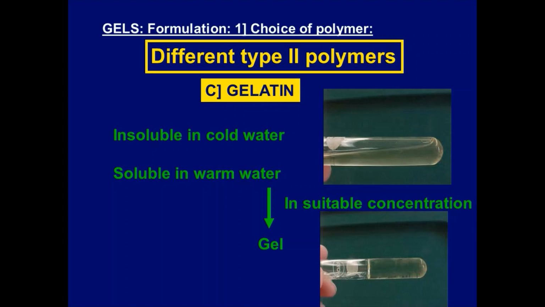Then warm this soaked gelatin and add the other amount of water. And this is a very tedious method of preparation that makes gelatin no more used as a type 2 polymer. An example of type 2 polymer gels prepared using gelatin is what we call Annas paste.